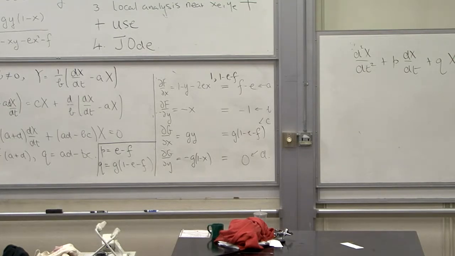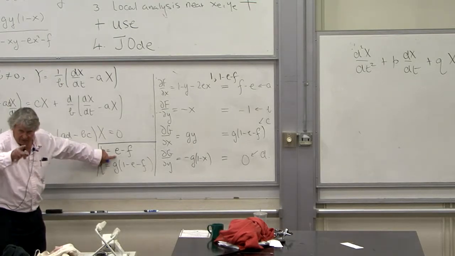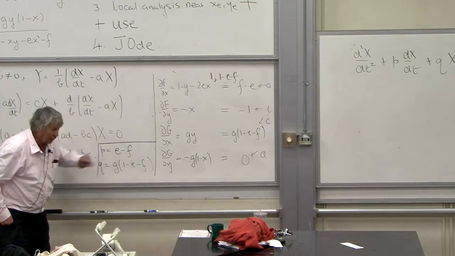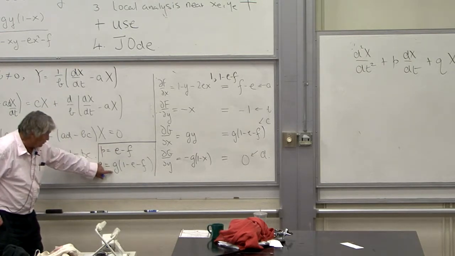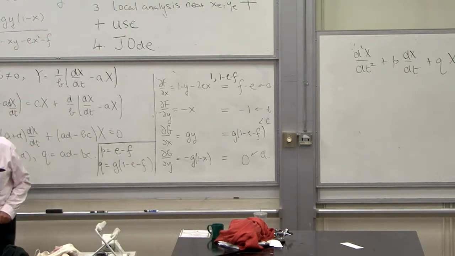And these are numbers. For instance, in your case, the first case, I'll come to your question now in a minute, E was 0.2, F was 0.1, G was 2, 1 minus E minus F would be 0.7. Question? That equation there, that second order homogeneous one, is that going to be of the same form for any pair of non-homogeneous? Yes, yes.